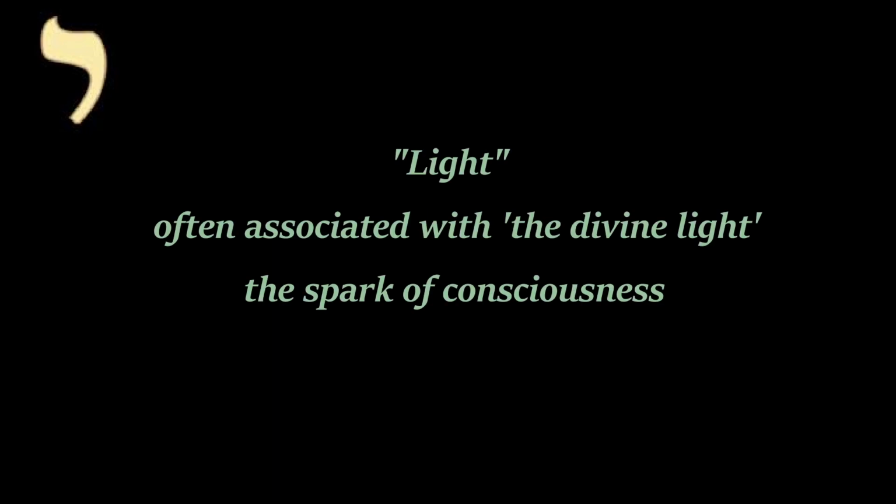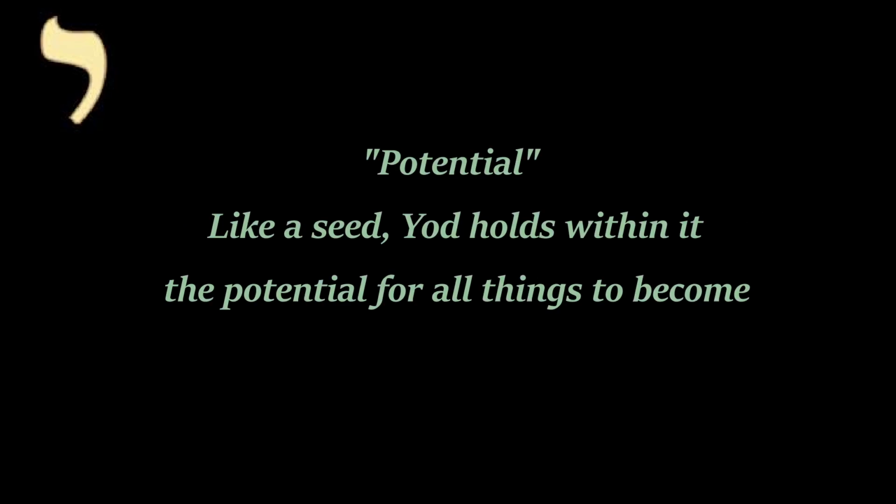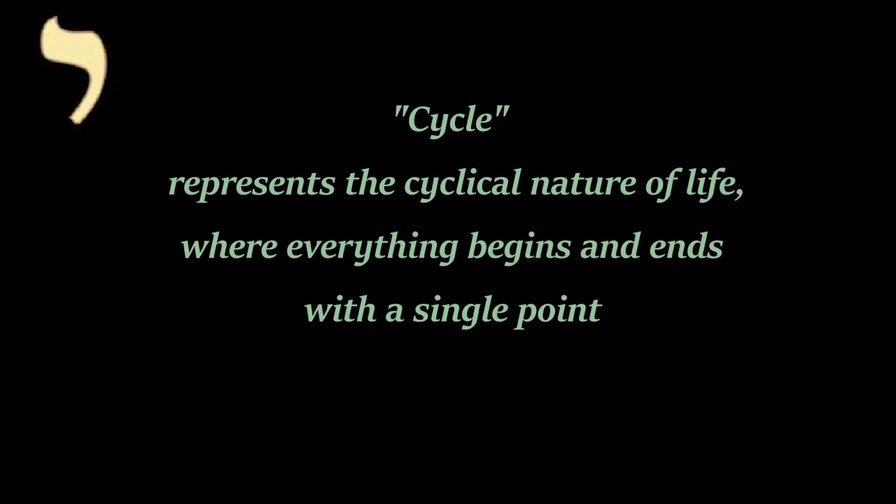Light: often associated with the divine light, the spark of consciousness. Potential: like a seed, Yod holds within it the potential for all things to become. Cycle: represents the cyclical nature of life, where everything begins and ends with a single point.